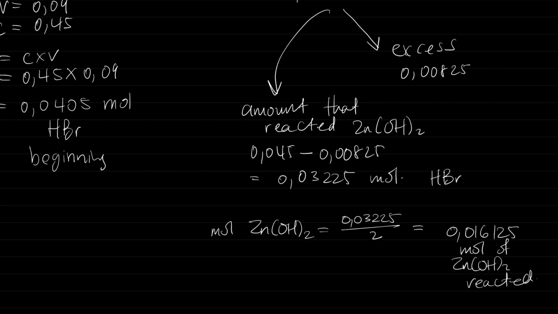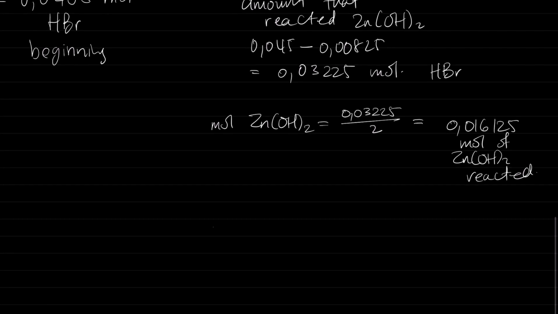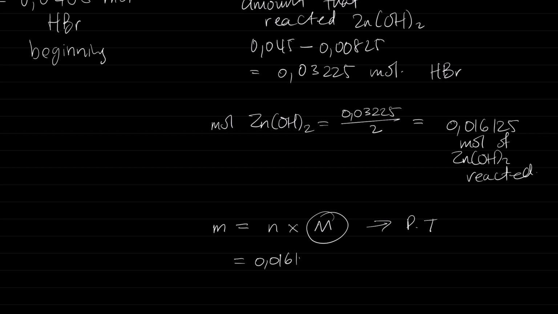Now that we know the number of moles of zinc hydroxide and we know the molar mass of zinc hydroxide, we can calculate the mass. So the final step would be the mass of zinc hydroxide that was used in this reaction is going to equal the number of moles times the molar mass. The molar mass we get from our periodic table. So number of moles is 0,016125 times, and the molar mass is 99. And that's equal to 1,596 grams of zinc hydroxide at the beginning.